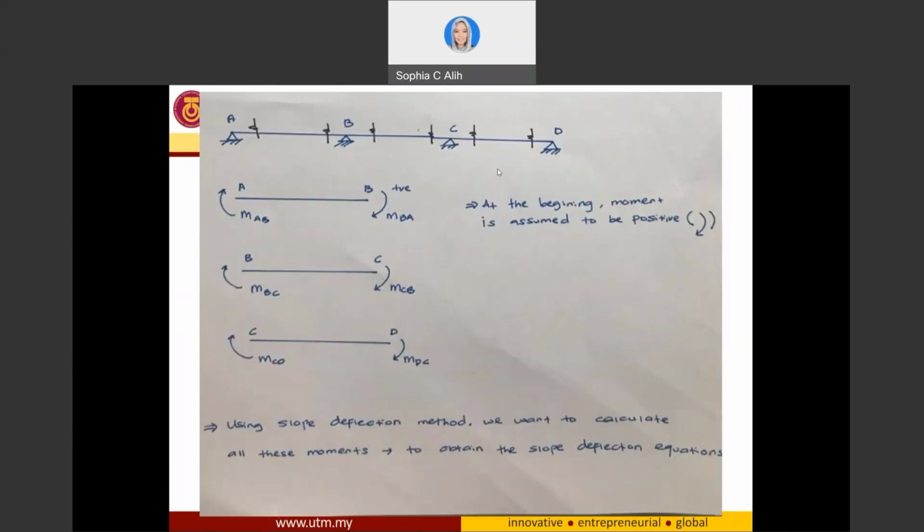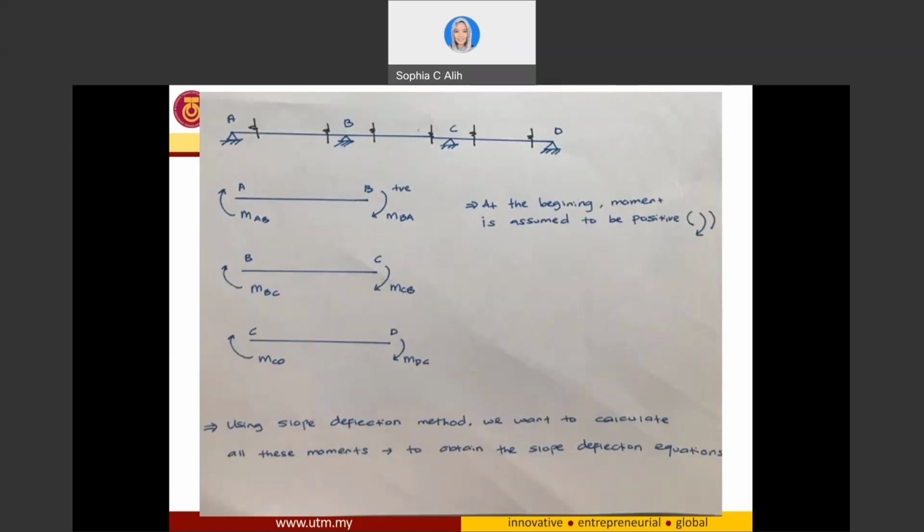All right, if I look into this diagram, if I have this continuous beam, like the one that I have already shown you before, it is continuous beam A, B, C, and D. And if I cut member AB, member BC, and member CD, I will have an end moment acting on end A, another end moment acting at the end of B.